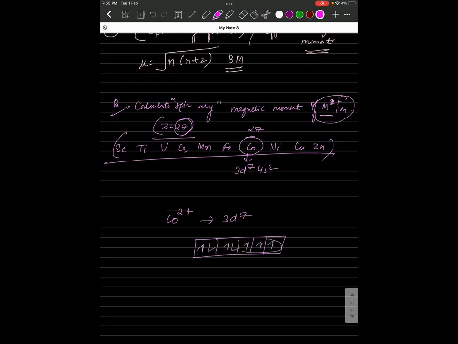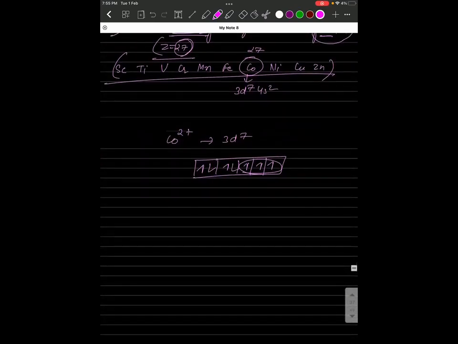6 and 7. 3 unpaired electrons, and we need to calculate the spin only magnetic moment, or simply they can write effective magnetic moment also, or they can write the magnetic moment also. Okay, so mu is equal to root of 3 into 3 plus 2, that is root 15. Whatever the value of root 15 is, that will be the value of the spin only magnetic moment.